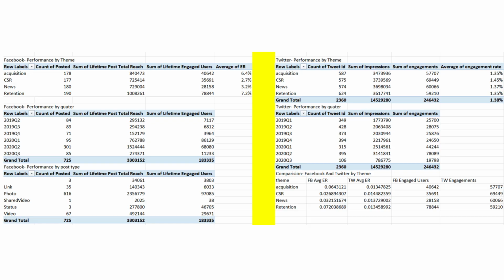First, we come to the data of Facebook and Twitter. Let's look at the two bar charts at the top. On the left, our Facebook team charts visually highlight the retention team over the other categories in terms of total reach and engaged users. On the right, our Twitter team charts show a much flatter, more even distribution.